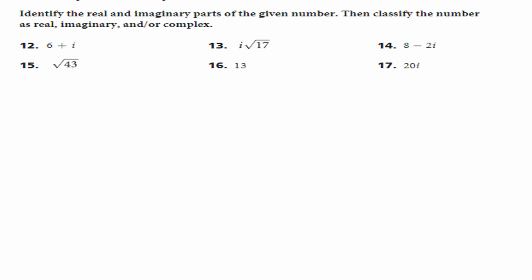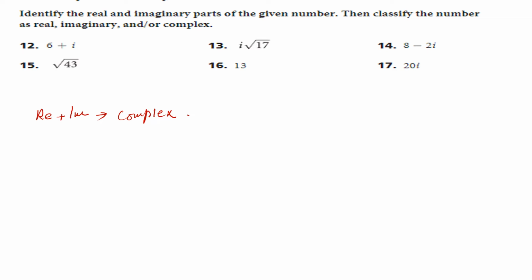Question says identify the real and imaginary parts of the given numbers. Then classify the number as real, imaginary or complex. So any number consisting of a real part plus an imaginary part will be termed a complex number. Any number without the i will be a real number. Any number with the i would be an imaginary number.